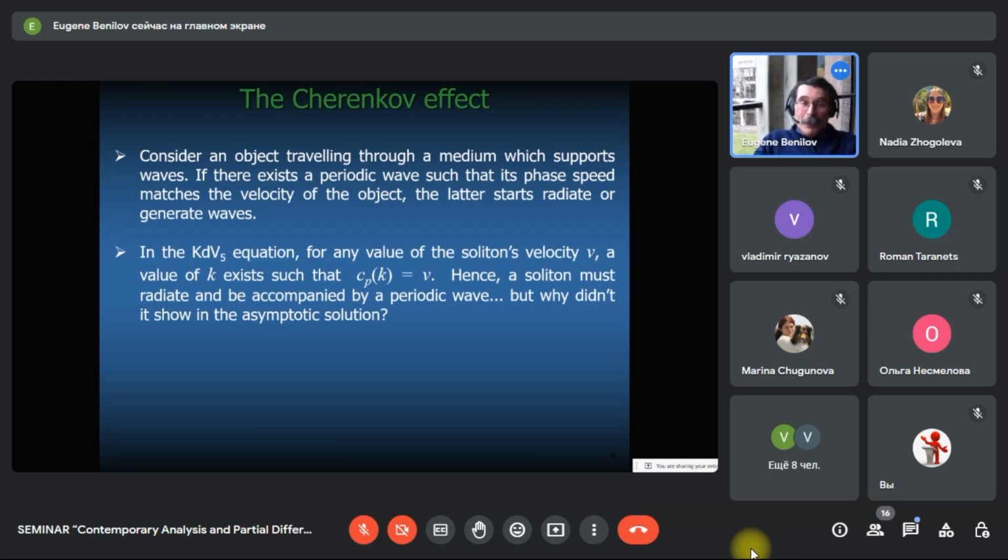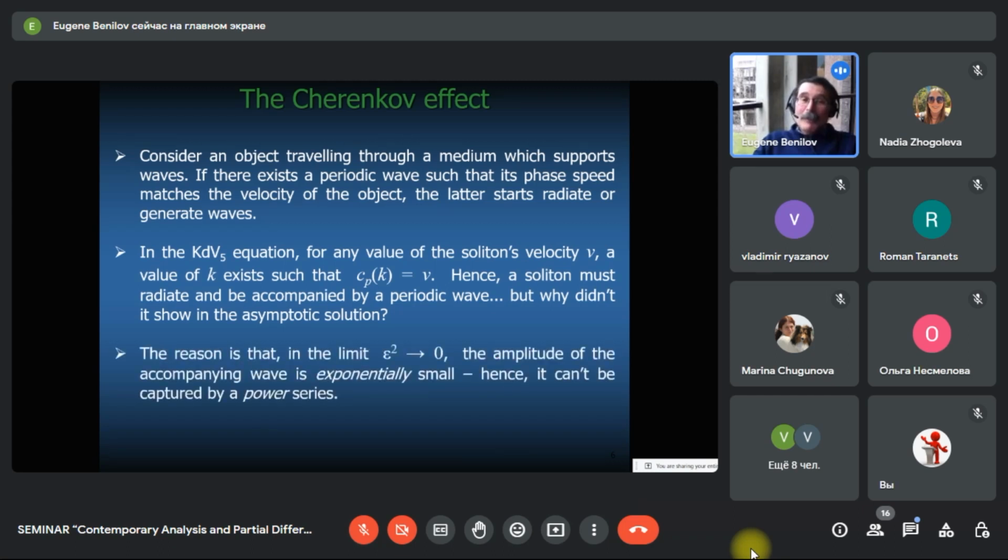So what happened? That's actually going to answer also Roman's question, why I was concerned about higher order expansions. The problem is that those solitary waves do radiate waves. They do radiate waves, but the amplitude of this wave is exponentially small. It's like e to the power of minus 1 over epsilon. It's smaller than any power of epsilon, so it's just not captured by this power series.